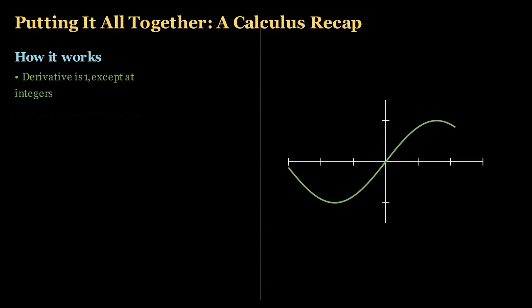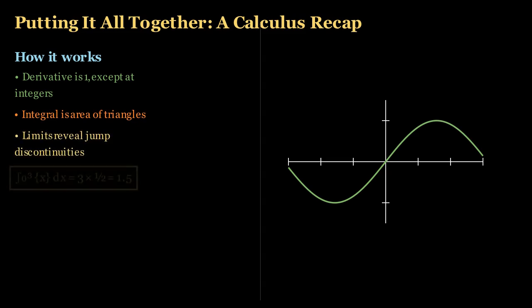Next, the integral. To find the area under the sawtooth, we can just add up the areas of the triangles. Each tooth from an integer n to n plus 1 is a right triangle with a base of 1 and a height of 1. Its area is 1/2. So the definite integral from 0 to any integer is just the number of teeth times 1/2. For non-integer limits, we add the area of a trapezoid.